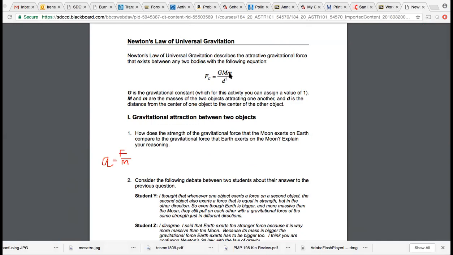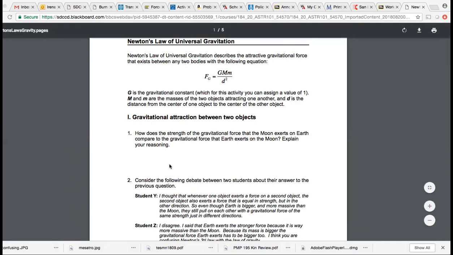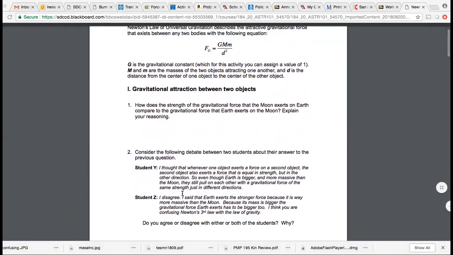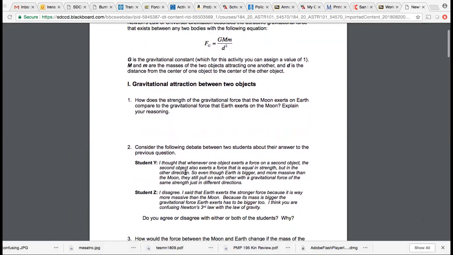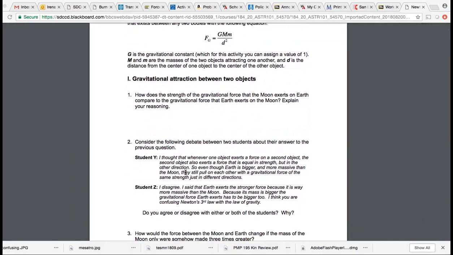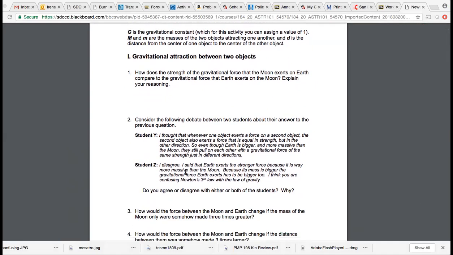I think that's what you need to think about to help yourself overcome the misconceptions. Okay, good. So then the answer for number one would be exactly what student Y tells you. He's completely correct. Student Y states the law of gravity correctly. Got it.